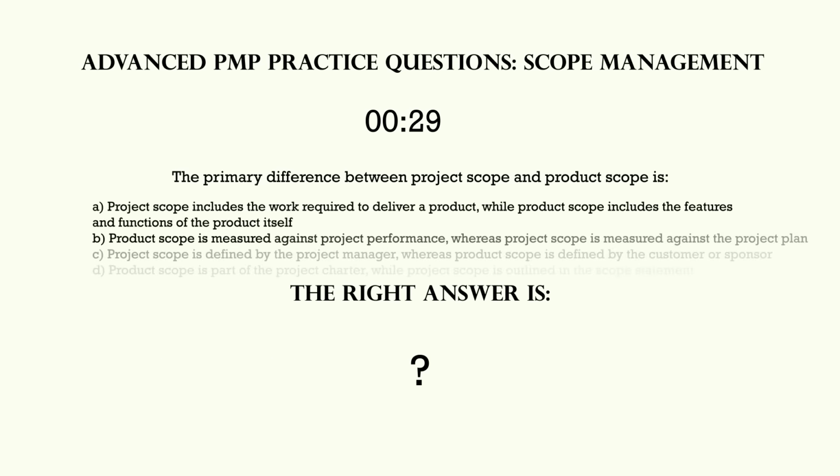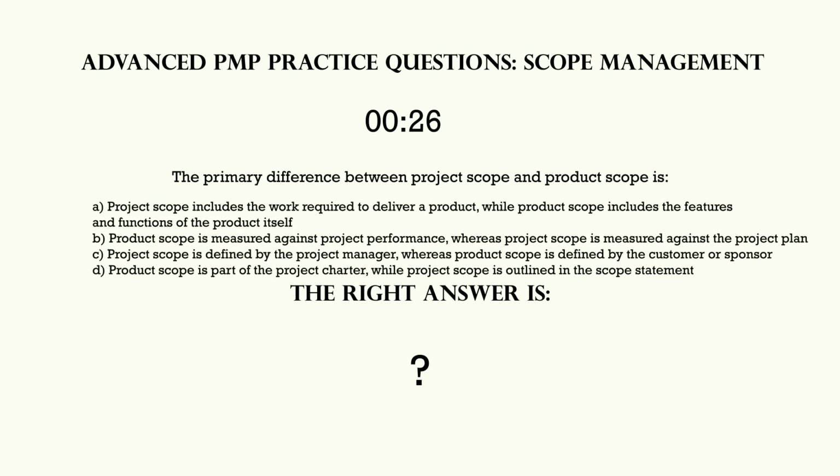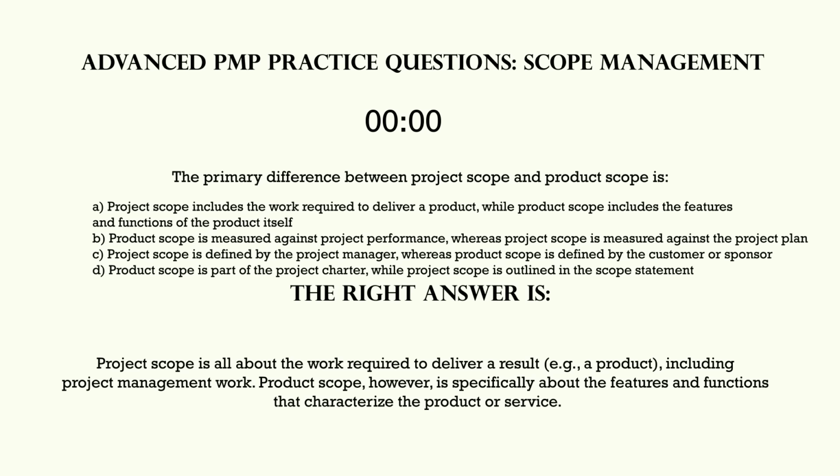And the primary difference between project scope and product scope is: project scope is all about the work required to deliver a result, including project management work. Product scope, however, is specifically about the features and functions that characterize the product or service.